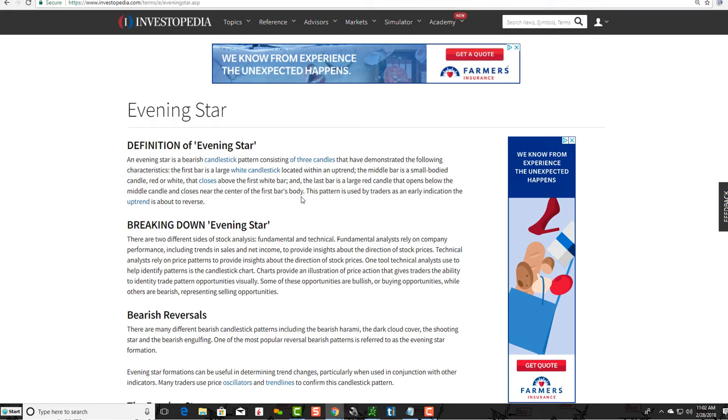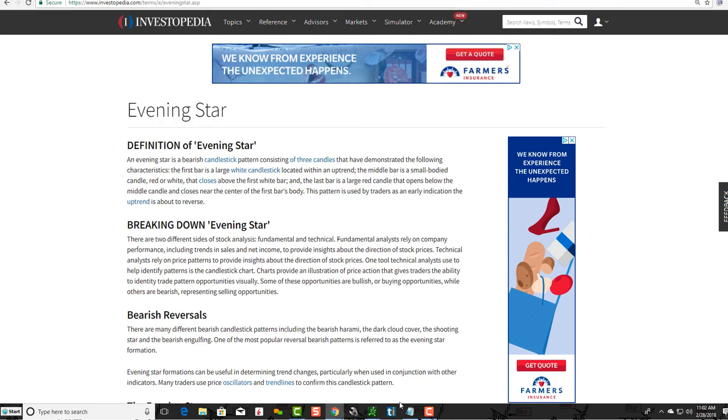The first bar is a large white candlestick, or green, depending on what the color of your charts, located within an uptrend. The middle bar is a small-bodied candle, red or white, that closes above the first white or green bar. The last bar is a large red candle that opens below the middle candle and closes near the center of the first bar's body. This pattern is used by traders as an early indication that the uptrend is about to reverse.